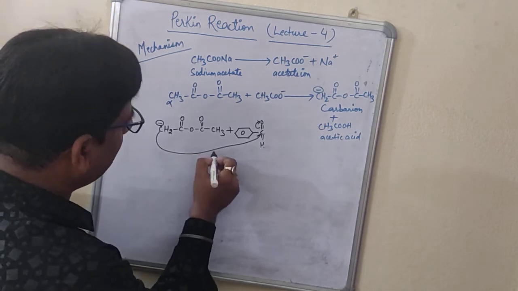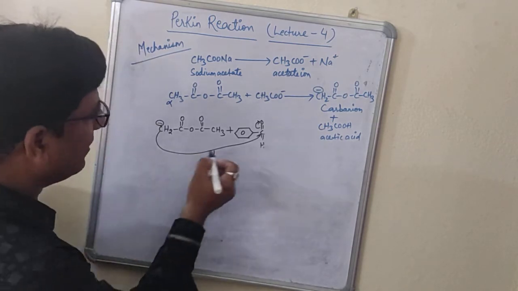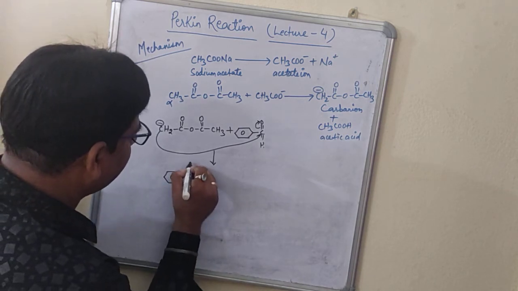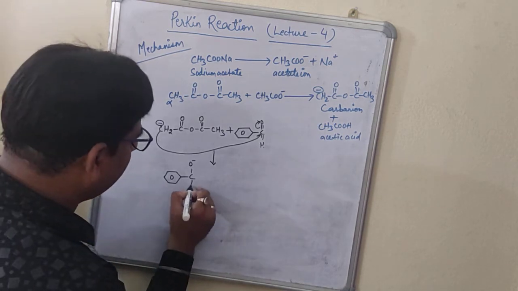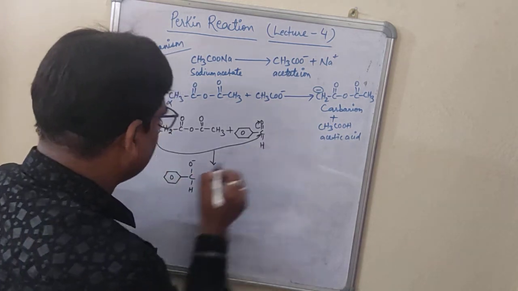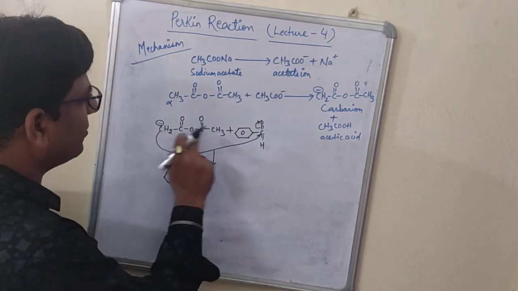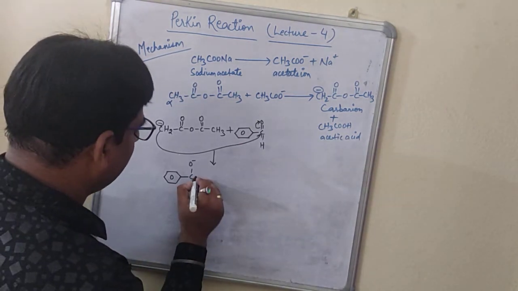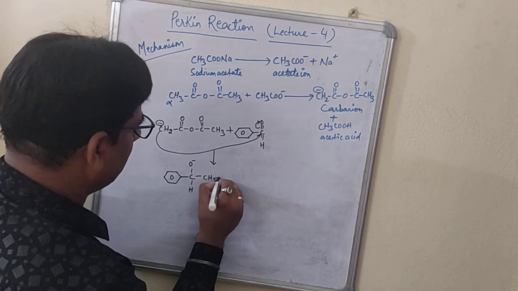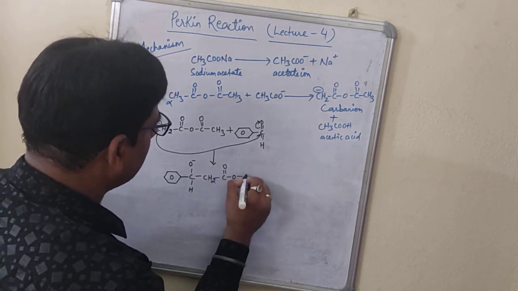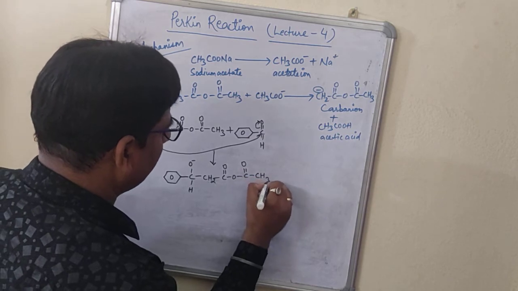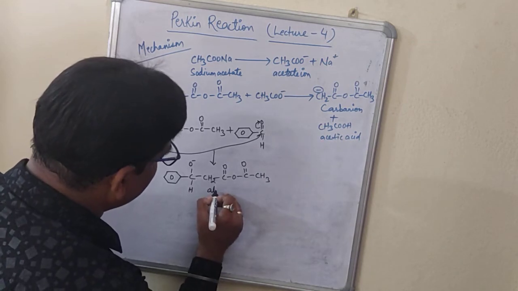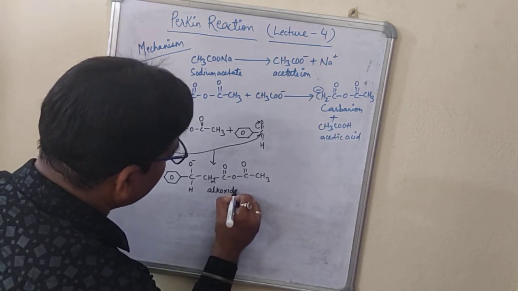Now when it attacks this carbon atom, what will happen? The benzene ring stays as it is, here it will be O minus, and the hydrogen stays as it is. Now the entire CH2 moiety is linked to the carbon that bore the positive charge. So we attach it like this: CH2, C double bond O, O, C double bond O, CH3. This is what we have got. This is known as the alkoxide ion. The name of this intermediate is the alkoxide ion.